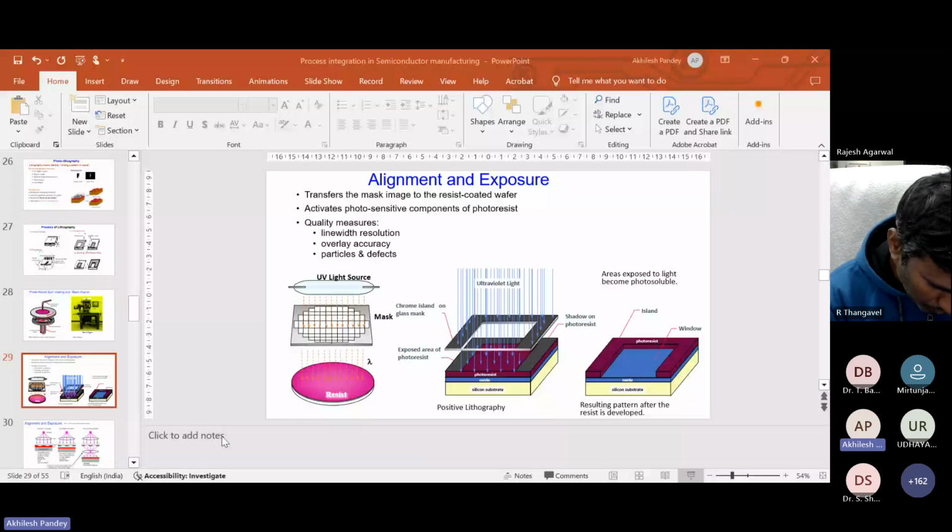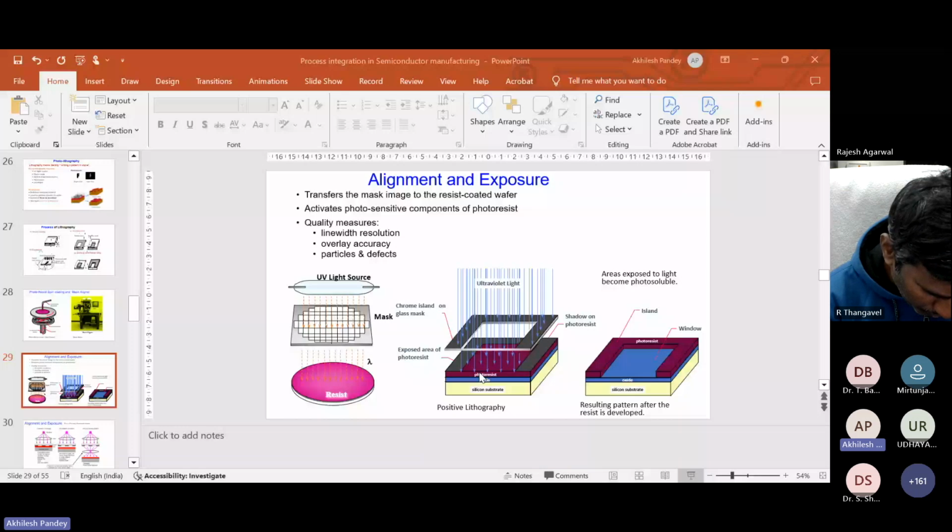Now for anisotropic etching, what happened? Photoresist will be there, but the etchant which we are using is an anisotropic etchant. So it can remove the vertical pattern, and these are the vertical patterns which have been etched. It can be used for the fabrication of devices.